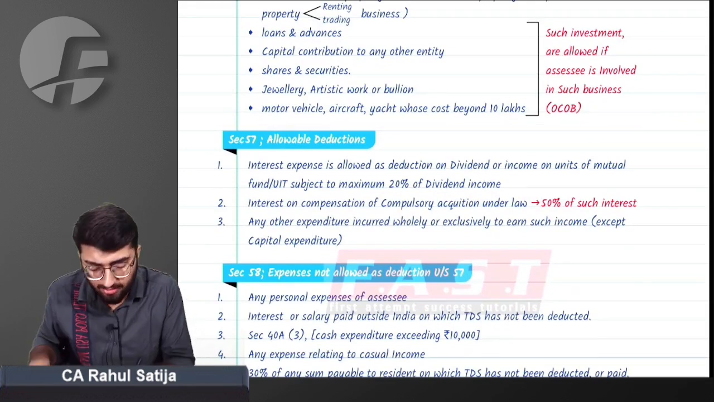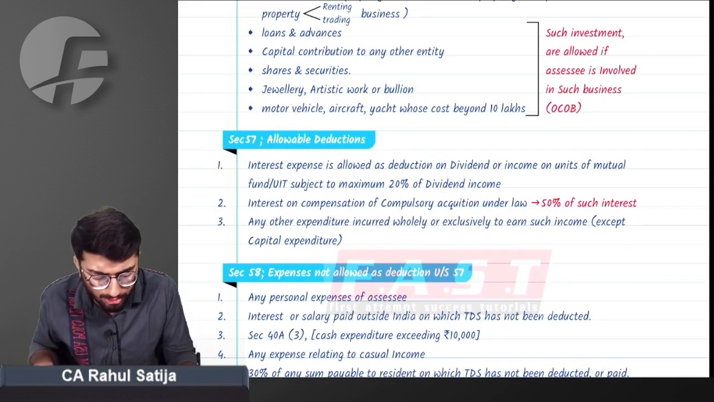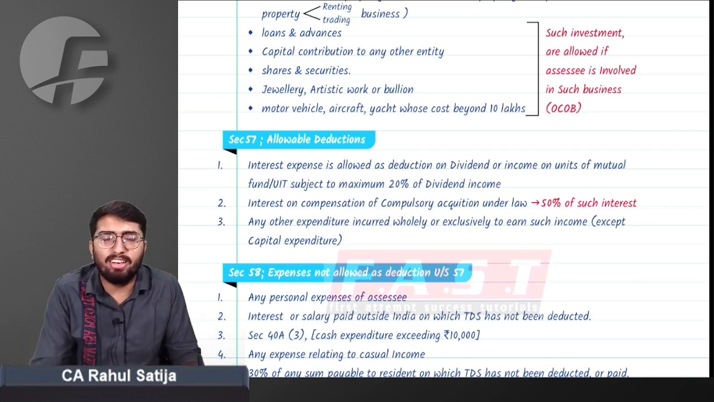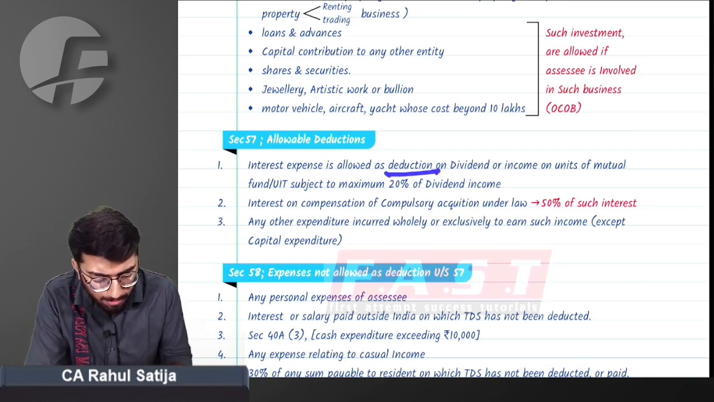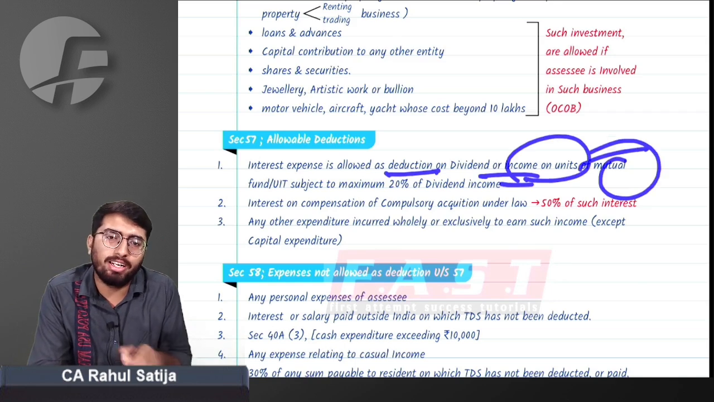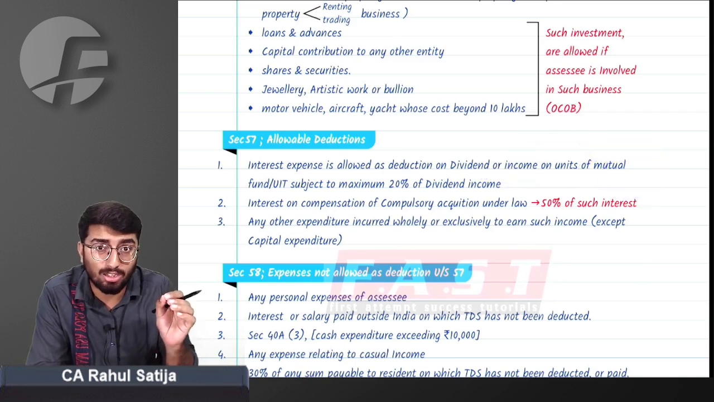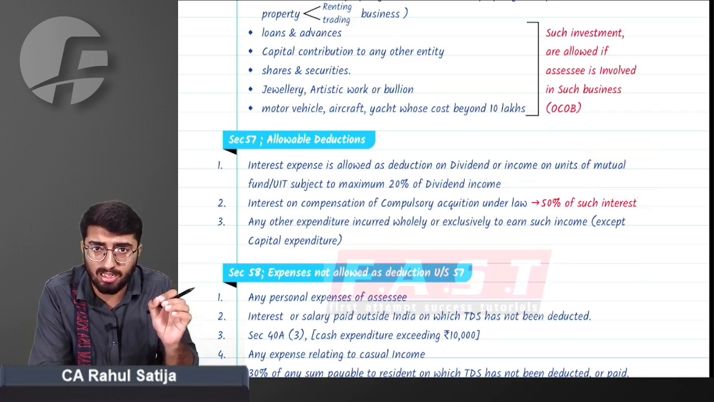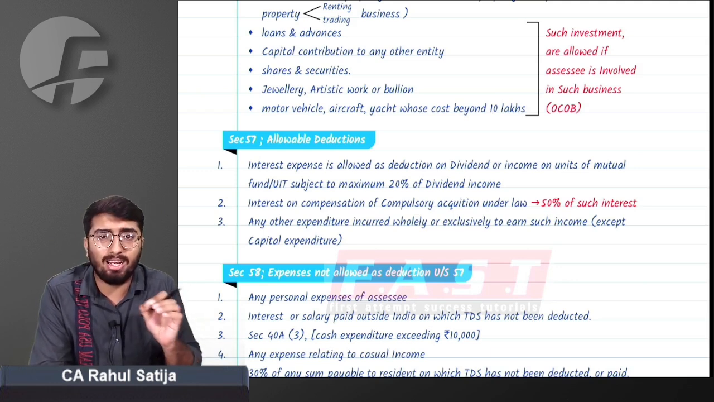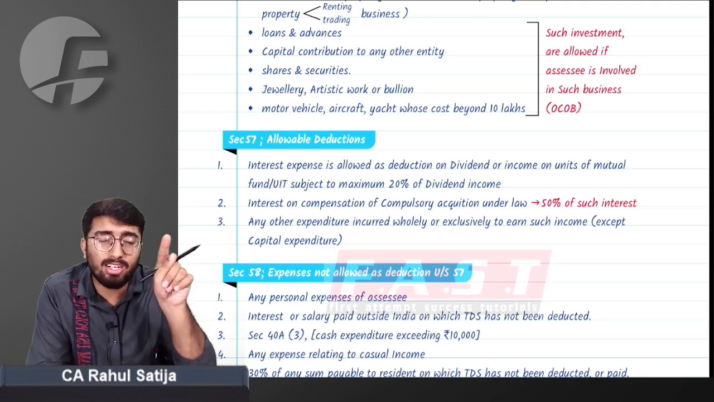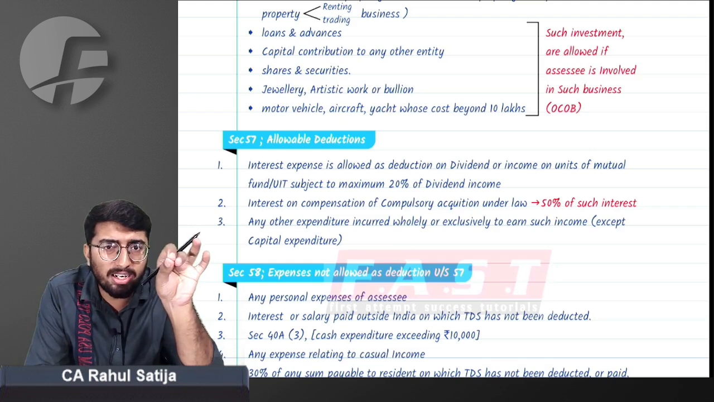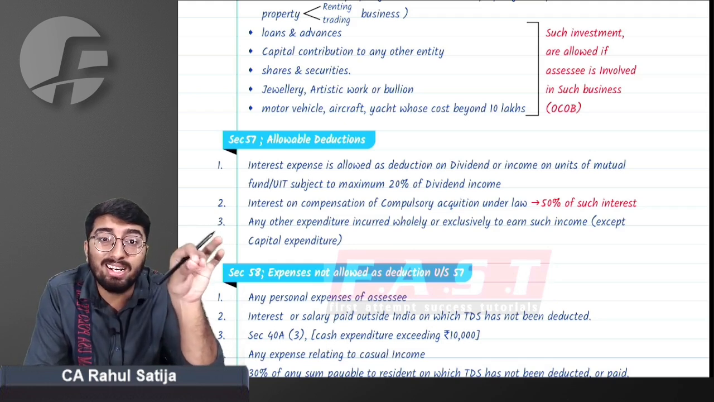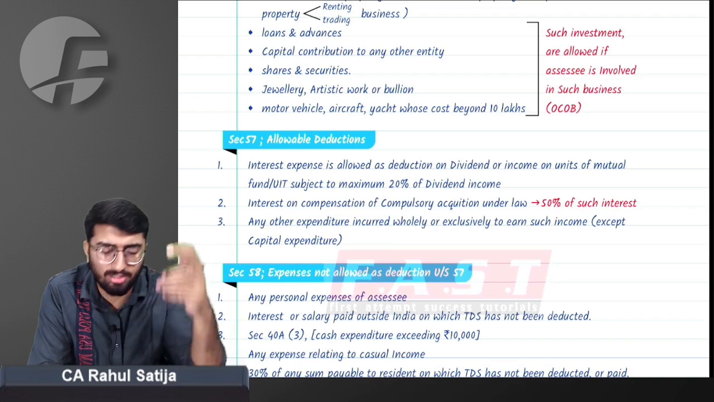Now section 57, allowable expenditures, allowable deductions. These deductions will be allowed. Whenever you are earning any kind of dividend income from either mutual funds or any share, sir, you are allowed certain expenditure on such dividend income to be allowed as deduction. Sir, which deduction is allowed? For dividend income, you can only reduce interest expenditure up to 20% of the dividend income.